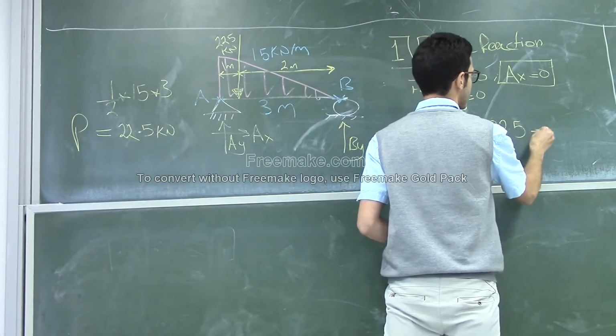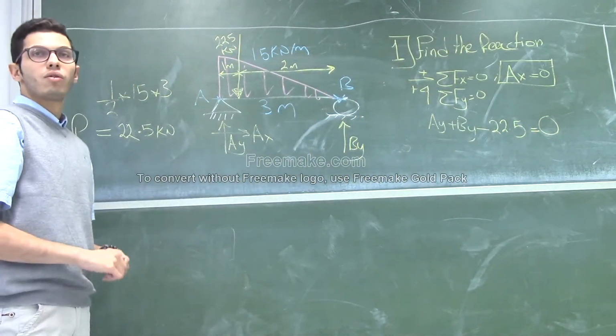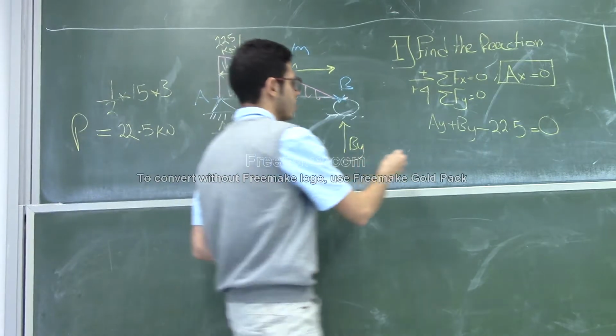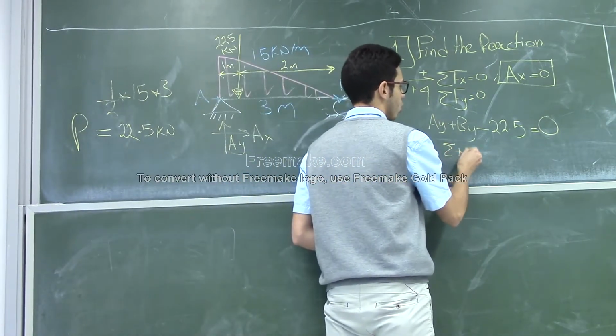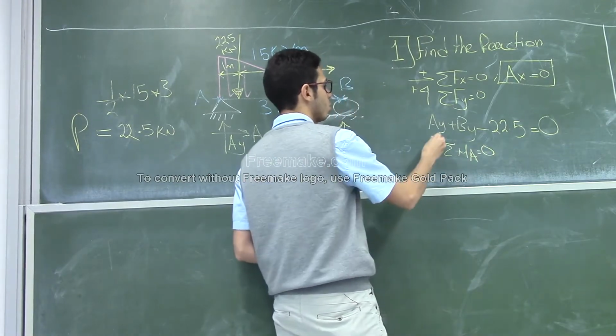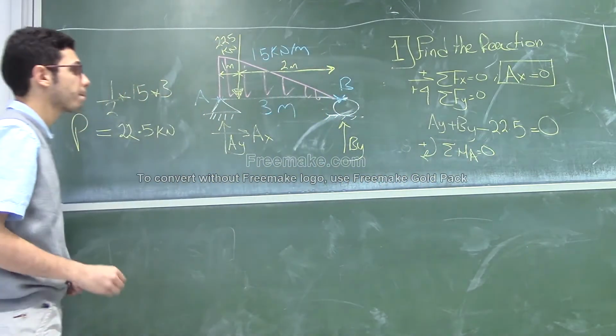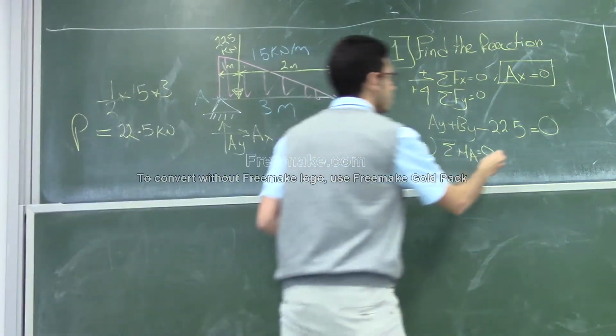So AY plus BY minus 22.5 should be equal to 0. Finally, the third equation to find the reaction is the summation of the moment, let's say about point A, should be equal to 0. And I will consider that the clockwise direction is the positive one. So, what do we have?